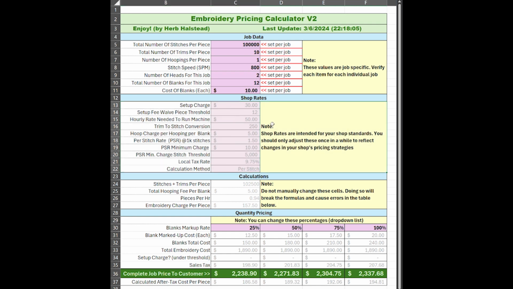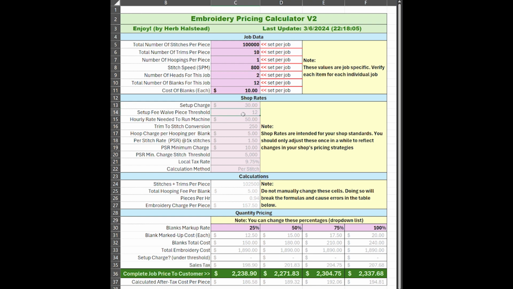Shop rates are intended to be your shop standards. These are things that you don't adjust all the time. You might adjust them frequently, but not necessarily on a per job basis. So your setup charge, for instance, is how much you charge to set up a job. This could include anything you want. Whether it includes digitizing or not is up to you. In my shop, we include digitizing and file conversions and all that stuff in our setup charge fee.